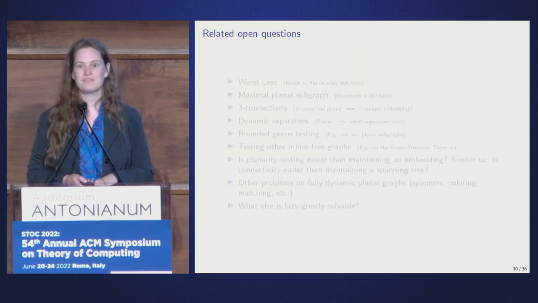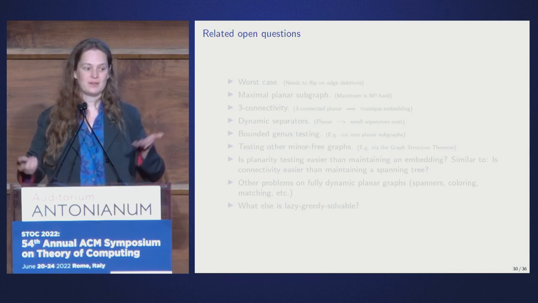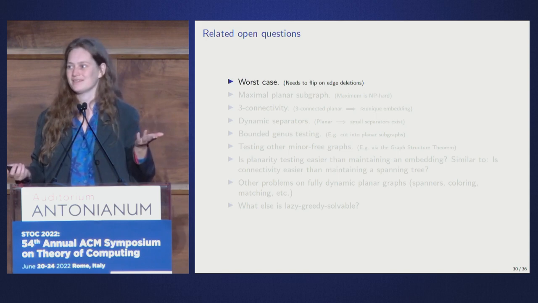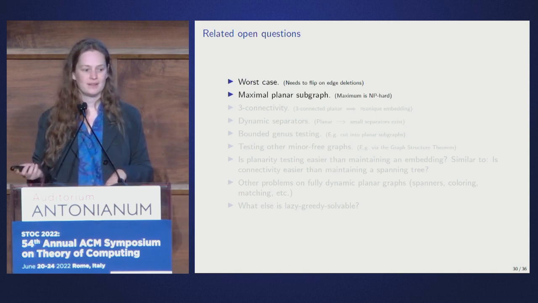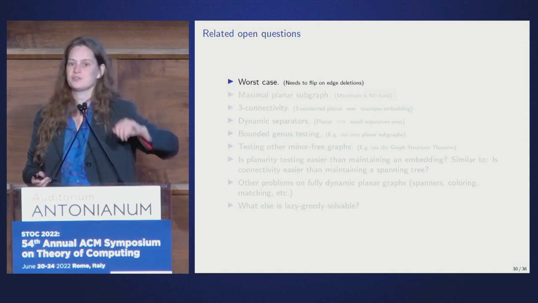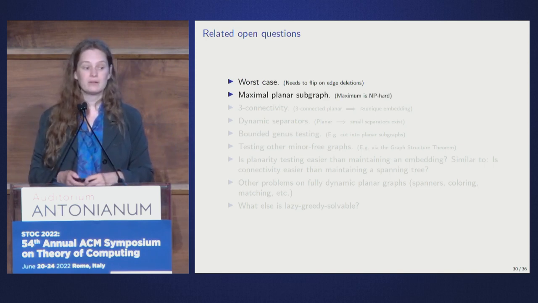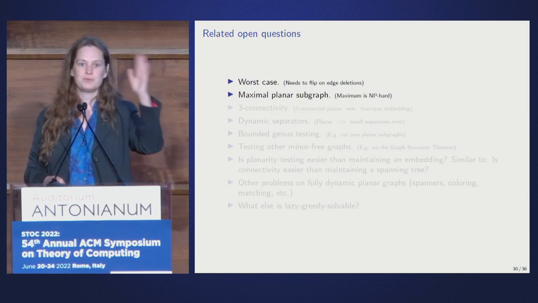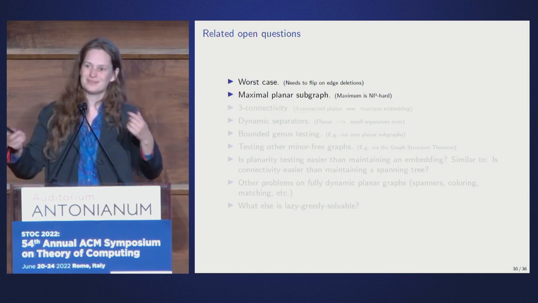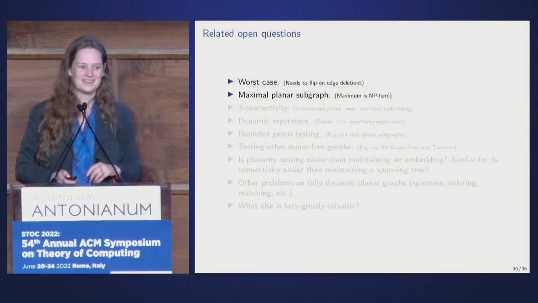And there are a lot of related open questions. For instance, the natural one: worst case. Can we do this worst case? Then we need to make some changes when someone deletes an edge. Can we have a maximal planar subgraph efficiently? Then we cannot just put things in a drawer. We need to be a bit more eager in that manner.